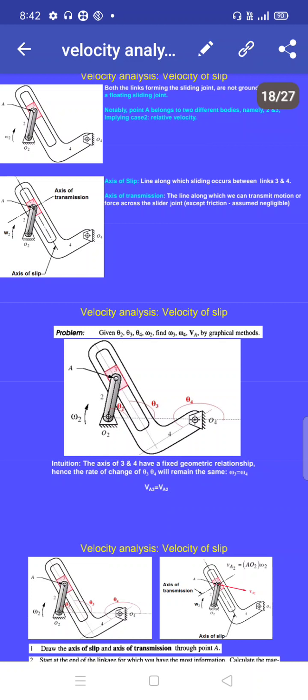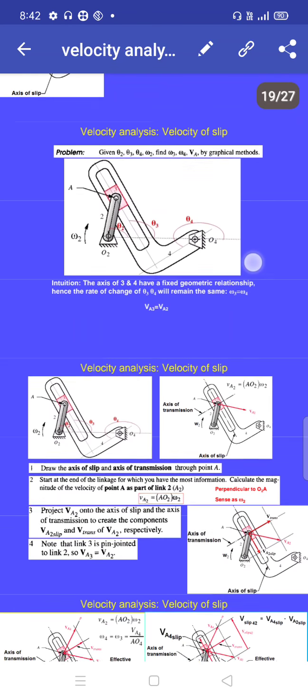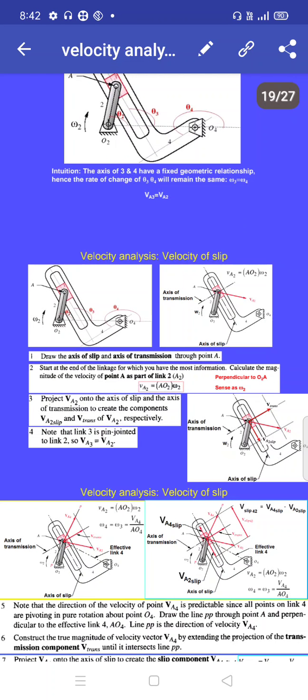Intuition: the axes of 3 and 4 have a fixed geometric relationship. Hence, the rates of change of theta 3 and theta 4 will remain the same. Omega 3 is equal to omega 4. VA3 is equal to VA2. Draw the axis of slip and the axis of transmission through point A. Start at the end of the linkage for which you have the most information. Calculate the magnitude of the velocity of point A as part of link 2, that is A2.